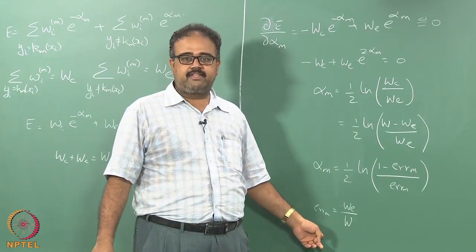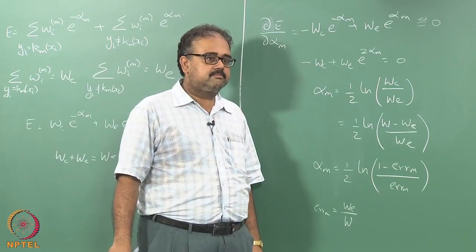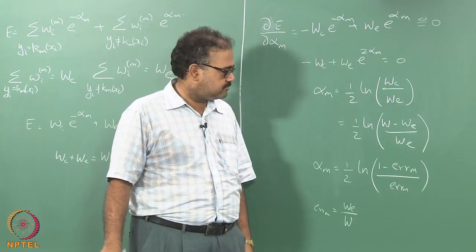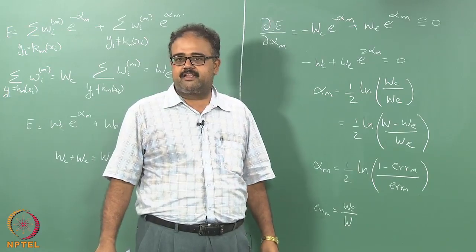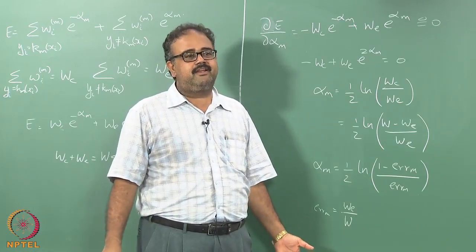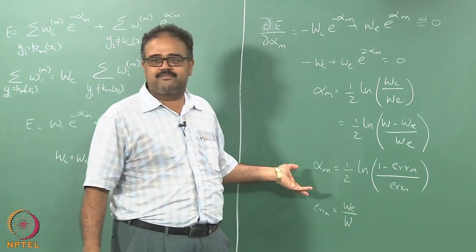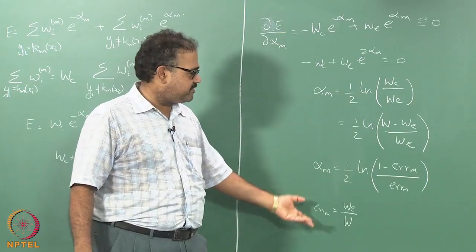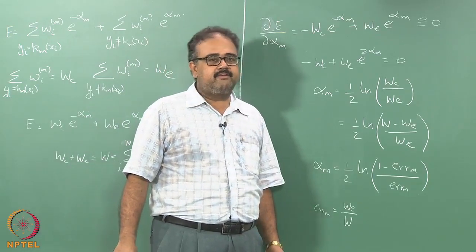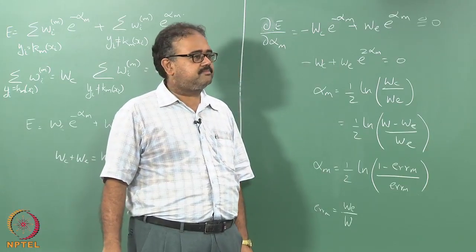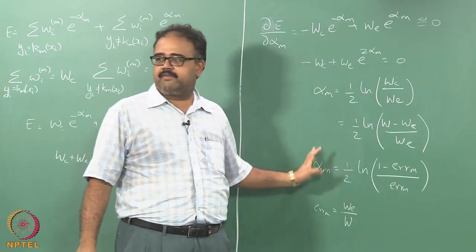In fact, if the classifier has an error of 0, what will happen? Weight will be infinity, because that is the only classifier you will need, right. If you have an error of 0 on all the data points, why do you need another classifier? Just that one is enough, right. But then suppose it has a very high error close to 1, weight will be 0, okay. So depending on how good the classifier is, this weight will vary, okay.